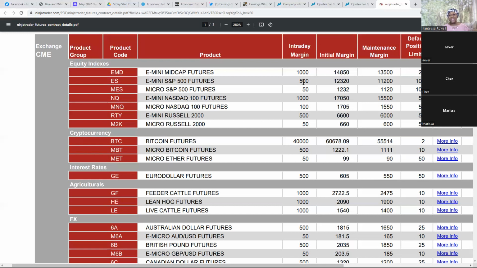Keep in mind, contracts don't cost $500. I'm thinking of maybe funding it $200 more than that. Okay, that's a good rule of thumb. Keep in mind that this is not the price of the contract. That's just the amount required to be maintained in the account to trade that product, each of those products. Any other questions on this one?